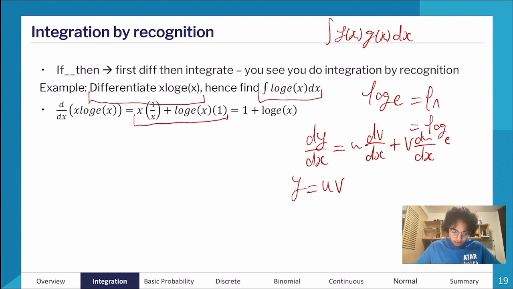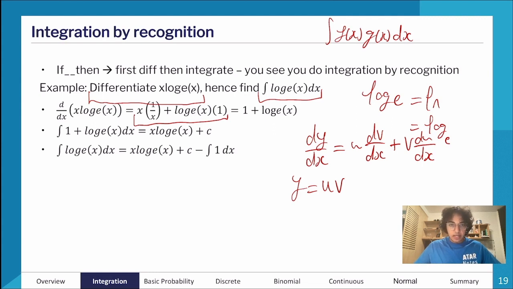Cool, and then we want to integrate it. So if I integrate 1 plus log base e of x, I get x log e of x plus c. Then I can do a little bit of rearranging to work out what the log base e of x is actually. Ideally, I'm going to write it as ln, which also just means natural log.